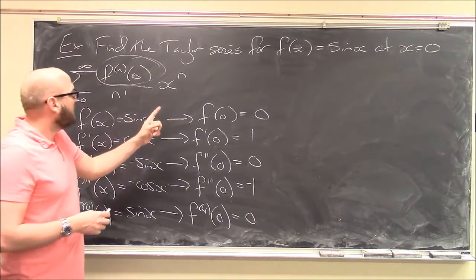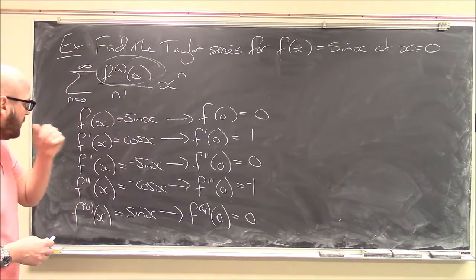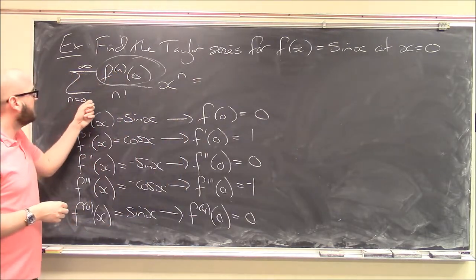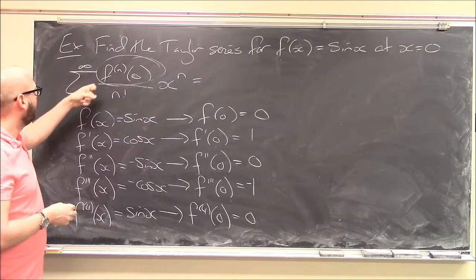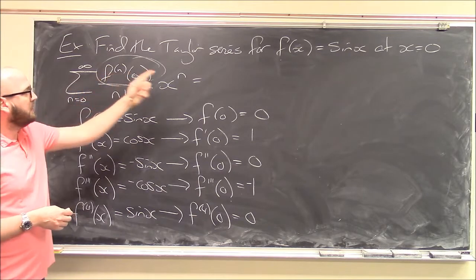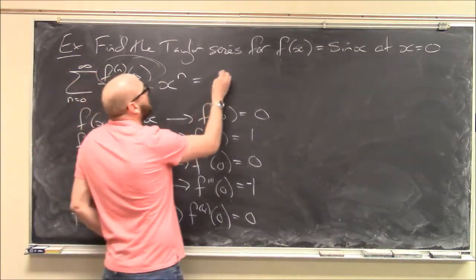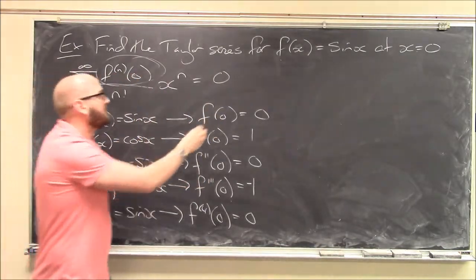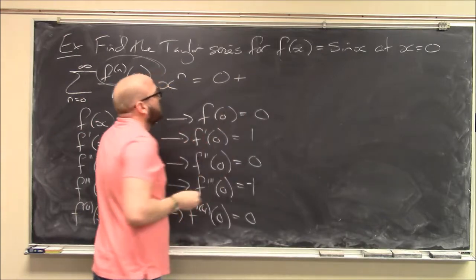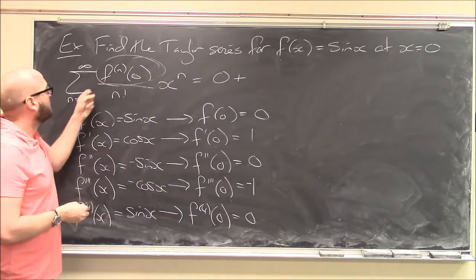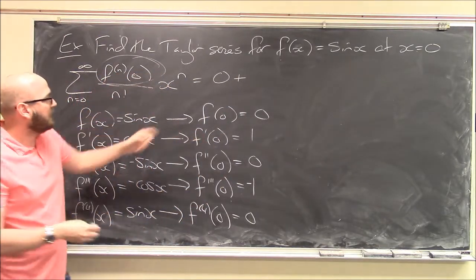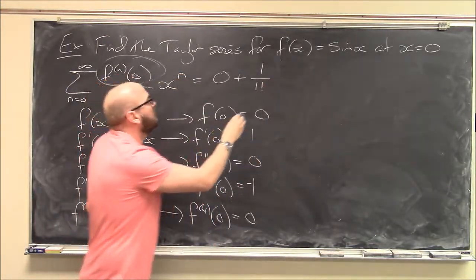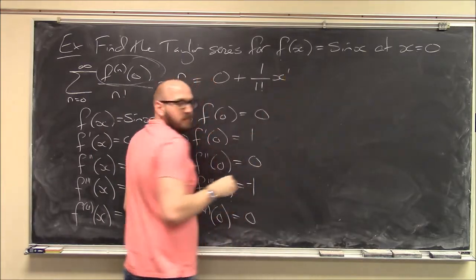So if I was to start plugging these in, what are we going to have? Well, let's go by term. So n equals 0, I've got the function evaluated at 0, which is just 0, over 0 factorial times x, but 0 times anything is 0, so I'm just going to write 0. Plus n equals 1, first derivative at 0, which is 1, over 1 factorial times x to the 1.